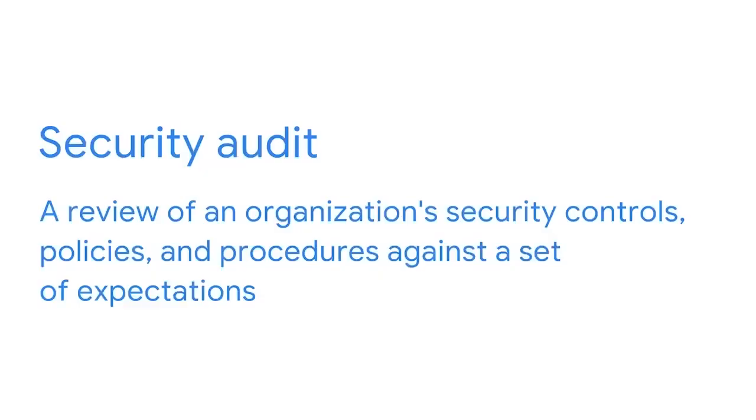A security audit is a review of an organization's security controls, policies, and procedures against a set of expectations. There are 2 main types of security audits: external and internal. We'll focus on internal security audits because those are the types of audits that entry-level analysts might be asked to contribute to. An internal security audit is typically conducted by a team of people that might include an organization's compliance officer, security manager, and other security team members.